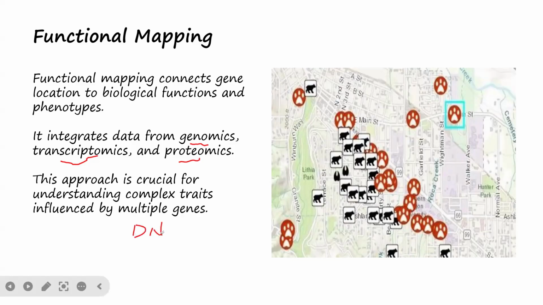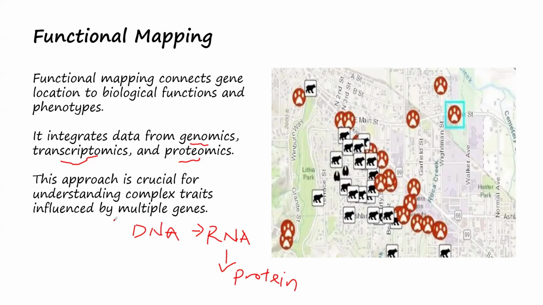From the DNA, the DNA will be converted into RNA, and then the RNA will be converted into protein. So you see, if you look at this, ladies and gentlemen, these are the three omics approaches that can be integrated in functional genomics. This approach is crucial for understanding the complex traits influenced by multiple genes.